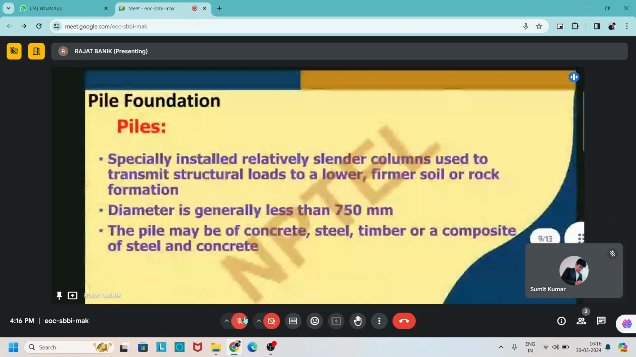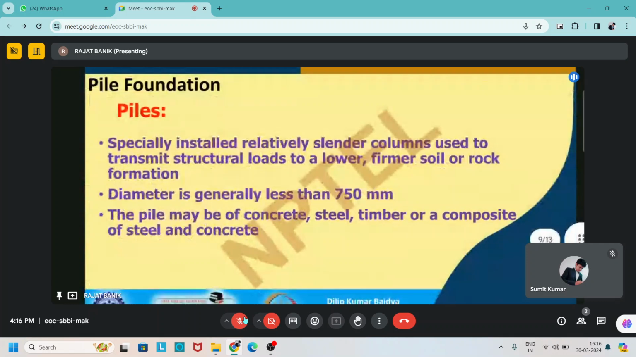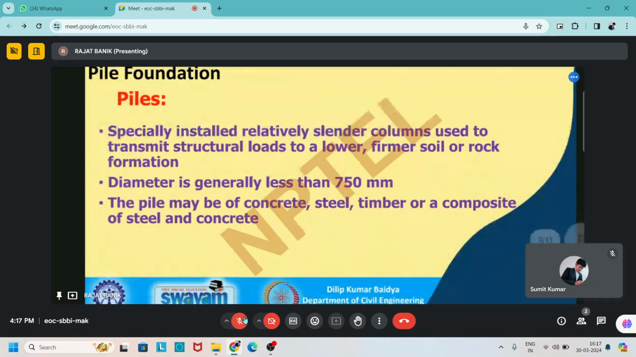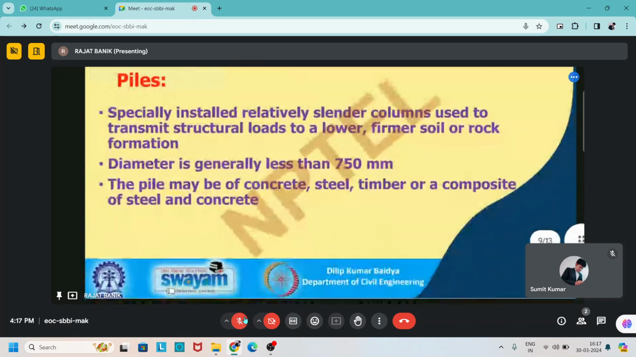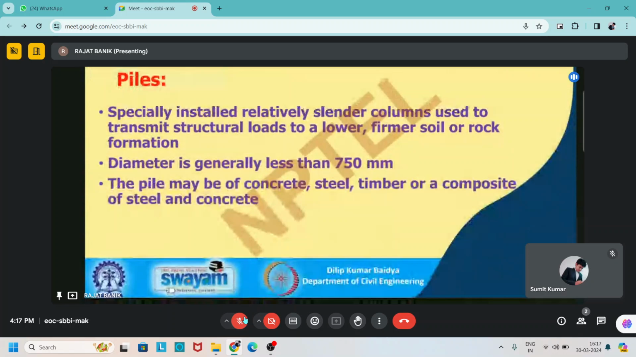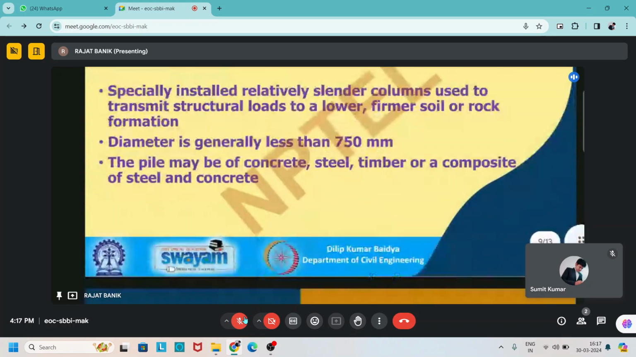Now piles. Piles are specially installed, relatively slender columns used to transmit structural load to a lower, firmer soil or rock formation. Diameter is generally less than 750 mm. The pile may be of concrete, steel, timber, or a composite of steel and concrete.